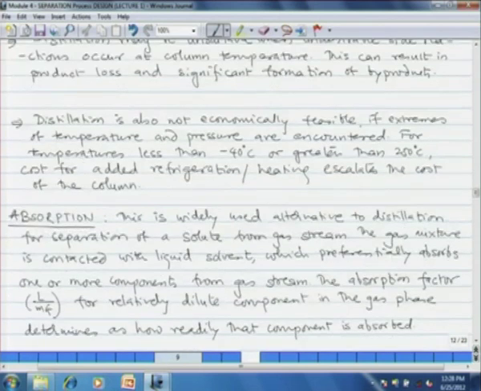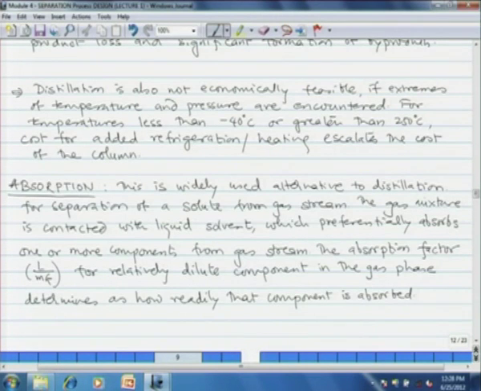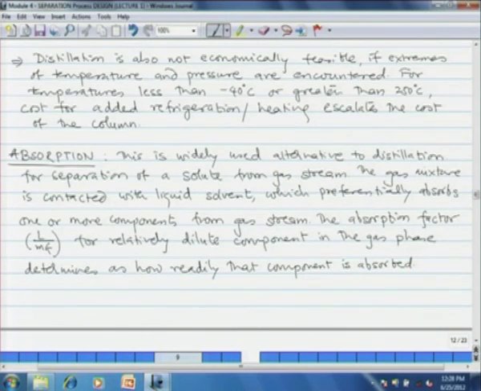Then there is the operation of absorption. This is another widely used operation in chemical industry, and it is also used as an alternative to distillation for separation of solute from gas stream. The gas mixture is contacted with liquid solvent which preferentially absorbs one or more components from gas stream. The absorption factor, which is L by mG. L is the molar flow rate of liquid, m is the slope of the equilibrium line, equilibrium curve, and G is the molar flow rate of gas.